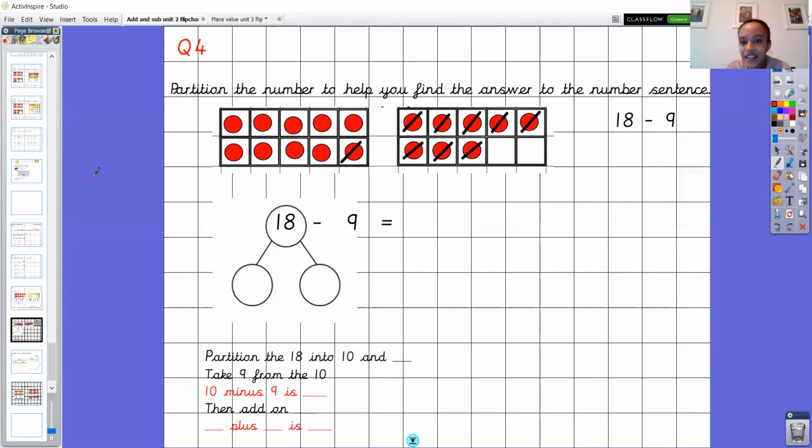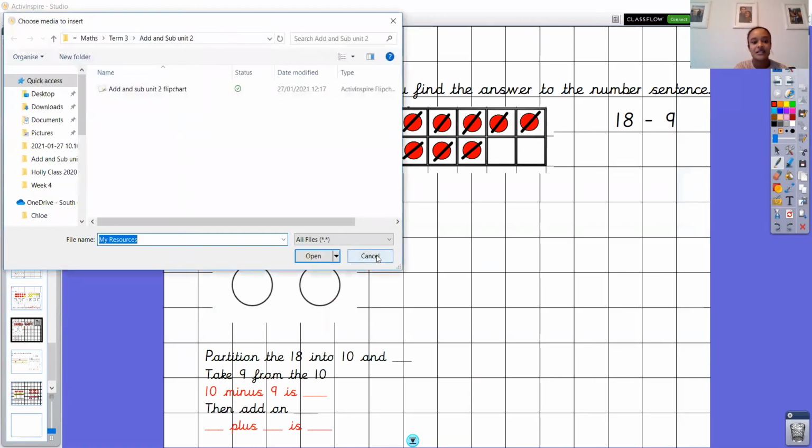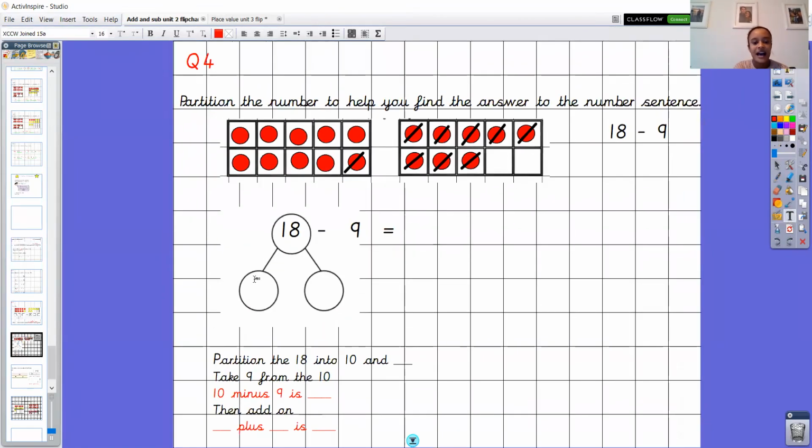Partition the number to help you find the answer. So we're thinking about subtraction now. So we wanted to partition 18 into 10 on one side, and what's the other number? How many ones? 10 and 8, well done. And then remember we take the 10 and we start a new number sentence, so 10, and we take away this number here, we take away the 9, remember the instructions are there to help you. So we use our number bonds to 10 to help us with this one, so what do we add to 9 to get 10? We add 1, so 10 take away 9 gives us 1.